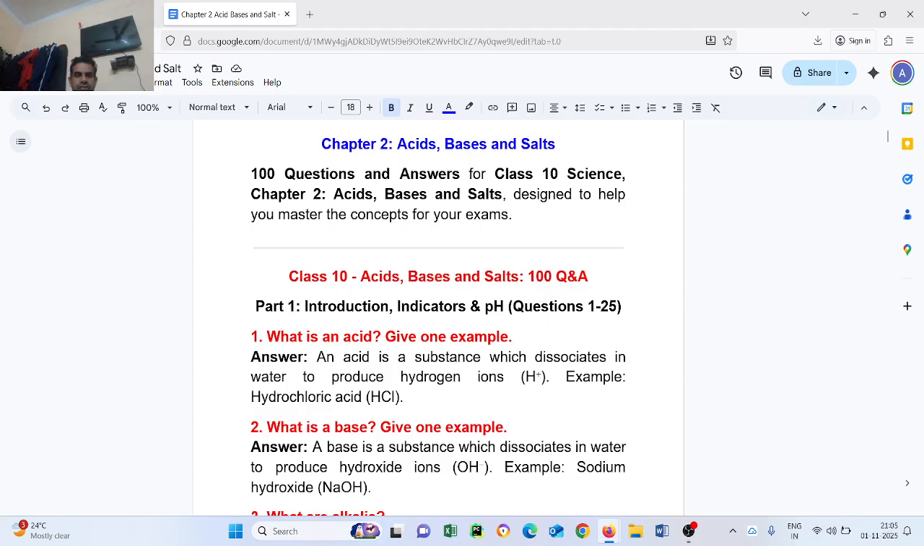What is an acid? Give an example. An acid is a substance which dissociates in water to produce hydrogen ions. Example: hydrochloric acid, sulfuric acid, nitric acid.